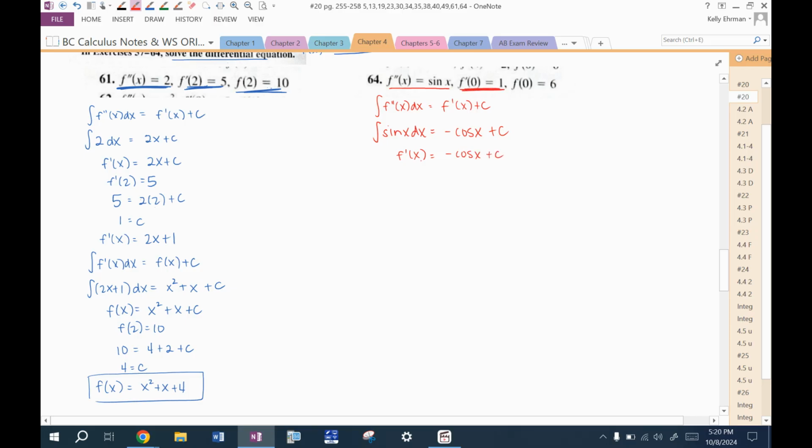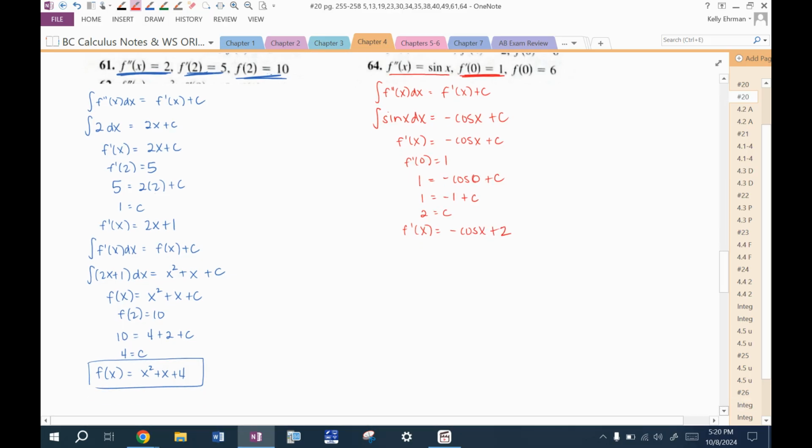Now I'm going to use this. F prime of 0 is equal to 1. So that means I can say 1 equals negative cosine of 0 plus c. Cosine of 0 is 1. So 1 equals negative 1 plus c. That means c equals 2. So f prime of x equation is negative cosine x plus 2.